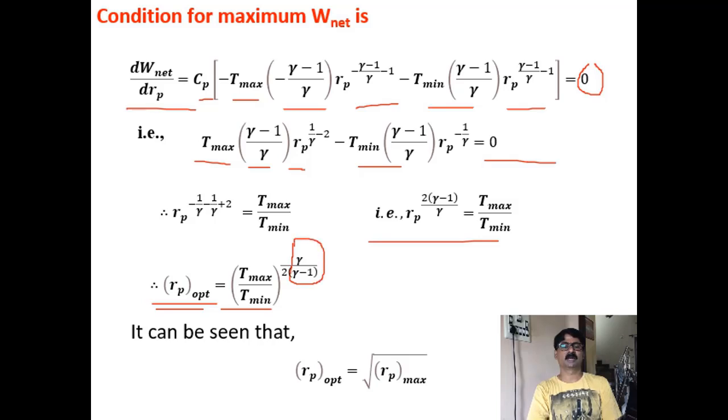So Rp optimum is equal to the root of Rp max, because here it is 1 by 2 of the exponent. So Rp optimum is the square root of the maximum pressure ratio, that is Rp max. This is how you have to prove the condition for maximum W net in terms of pressure ratio.